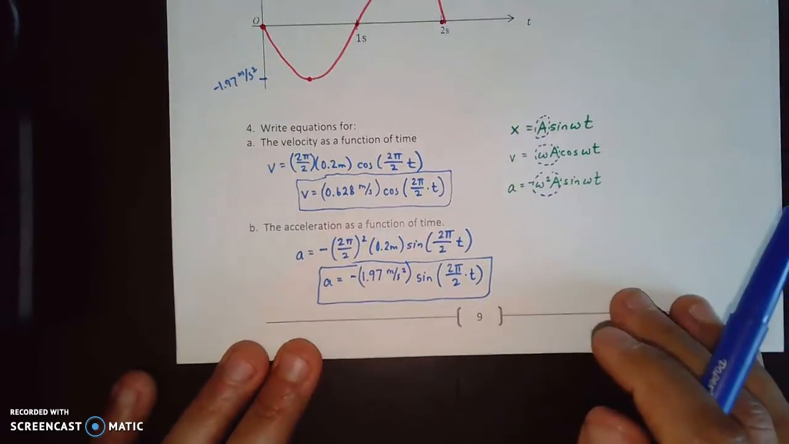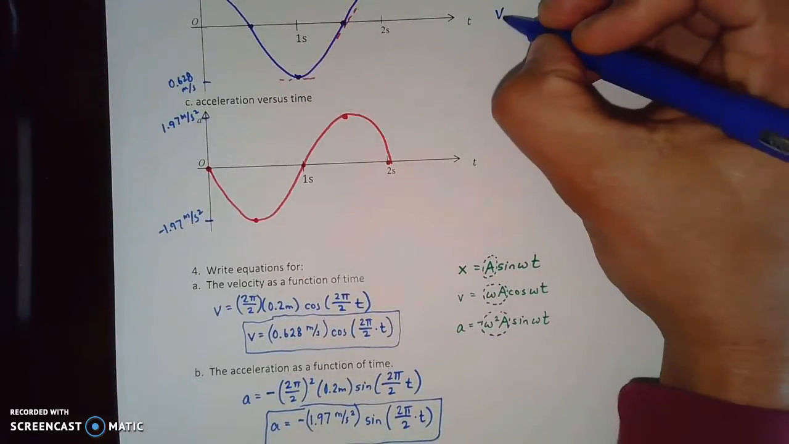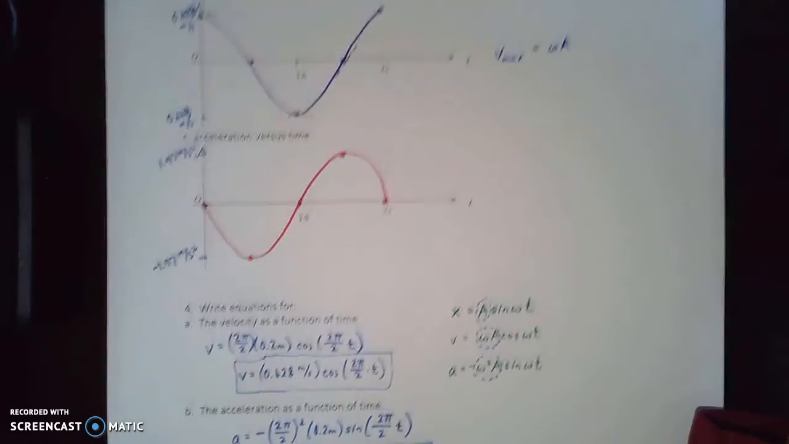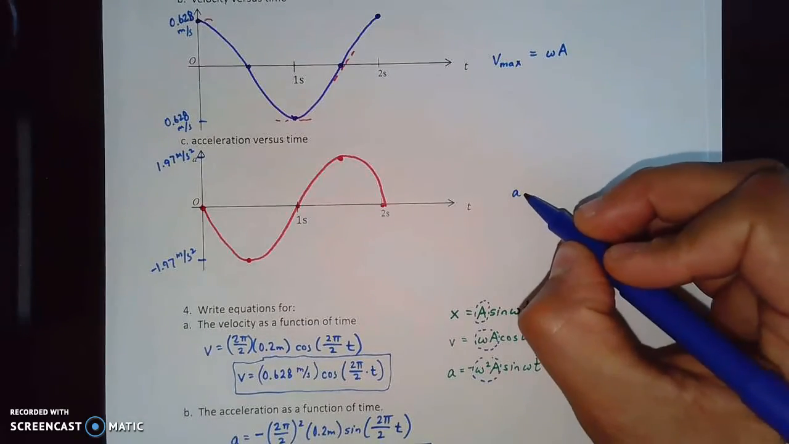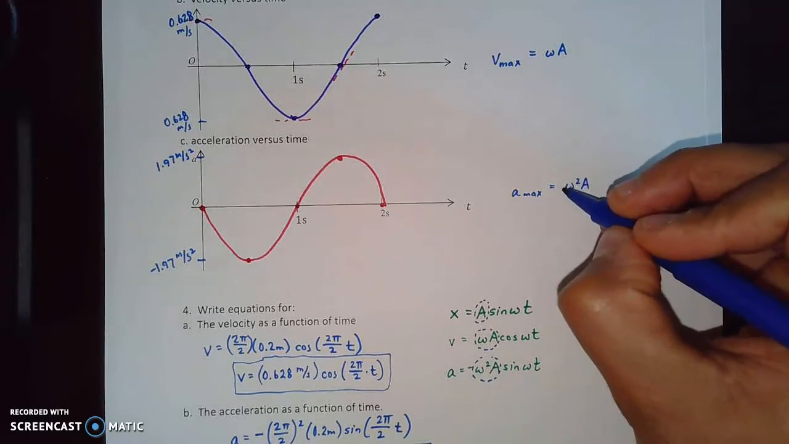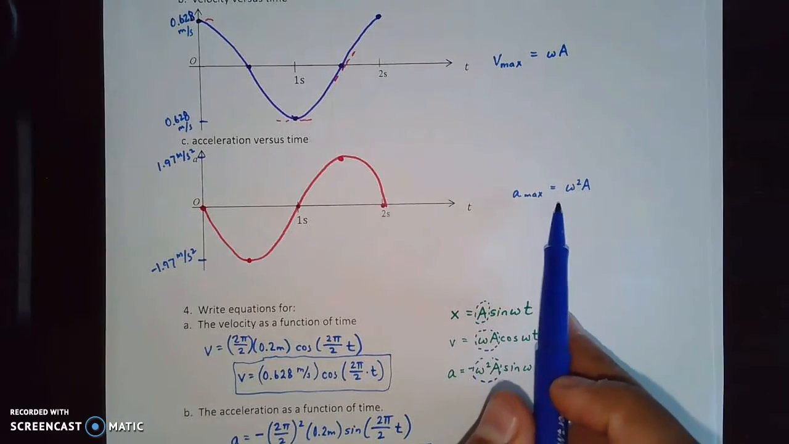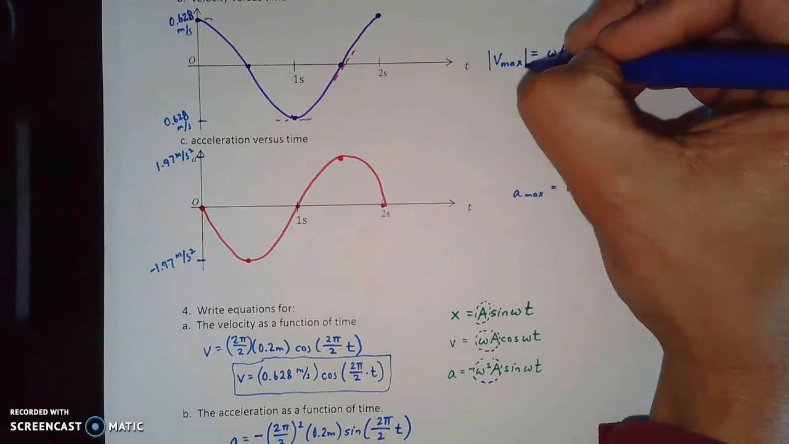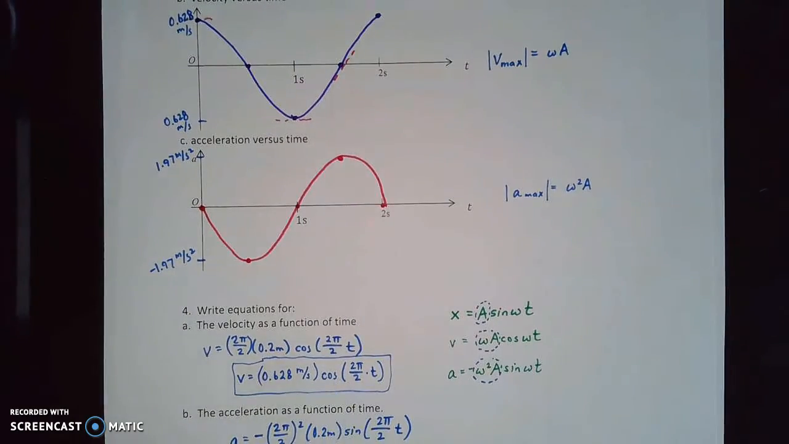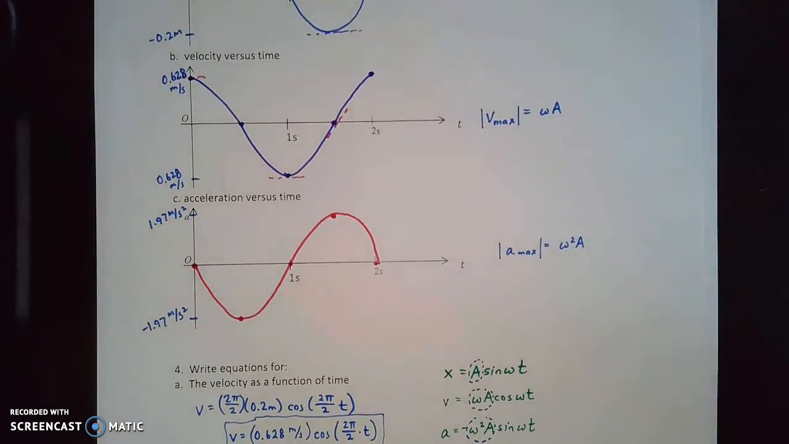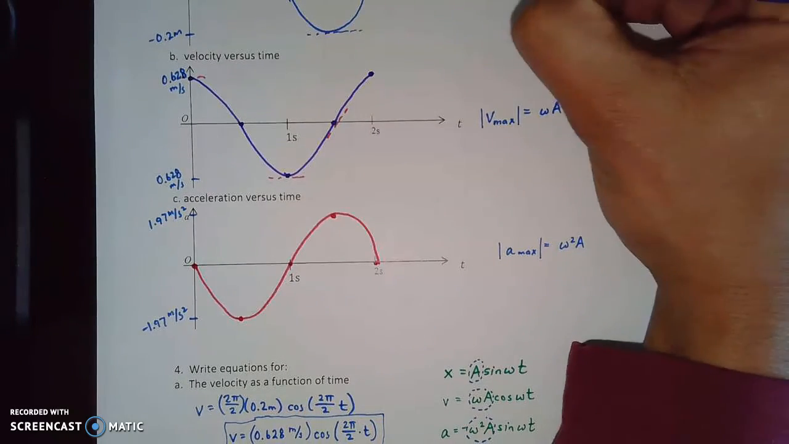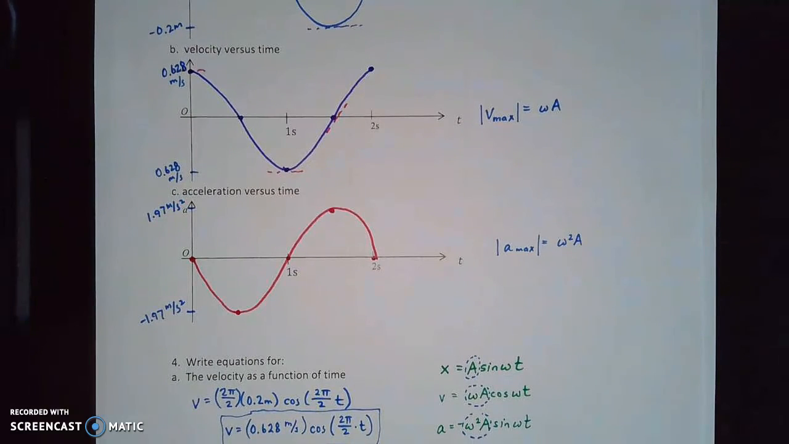Now, a couple of things come out of this. One, my maximum velocity is always going to be given by omega times A. My maximum acceleration is always going to be given by omega squared times A. And that's just magnitude, right? Its directionality will be based on this sine function or this cosine function. But that's how I can figure out what my maximums are. My maximum position is just A. Okay, and then we go from there.